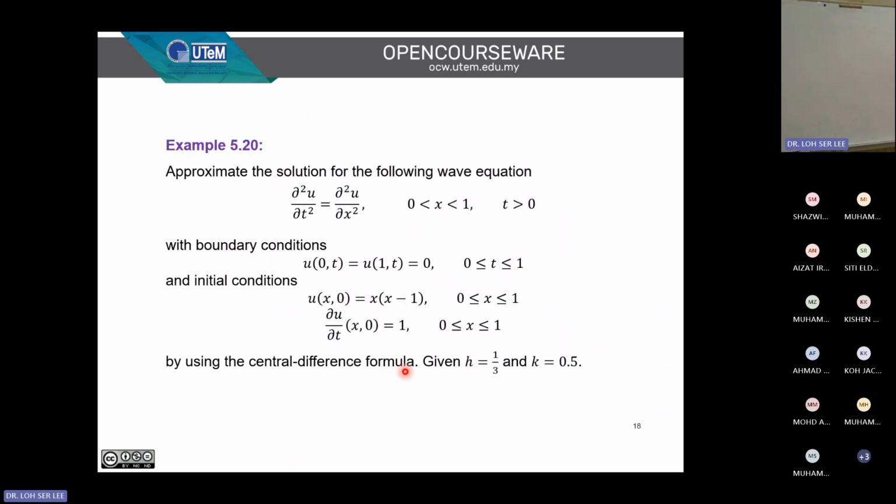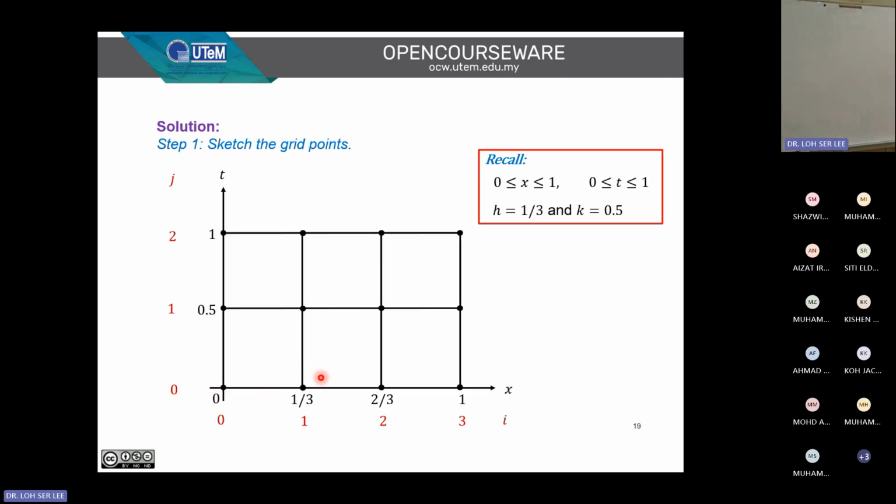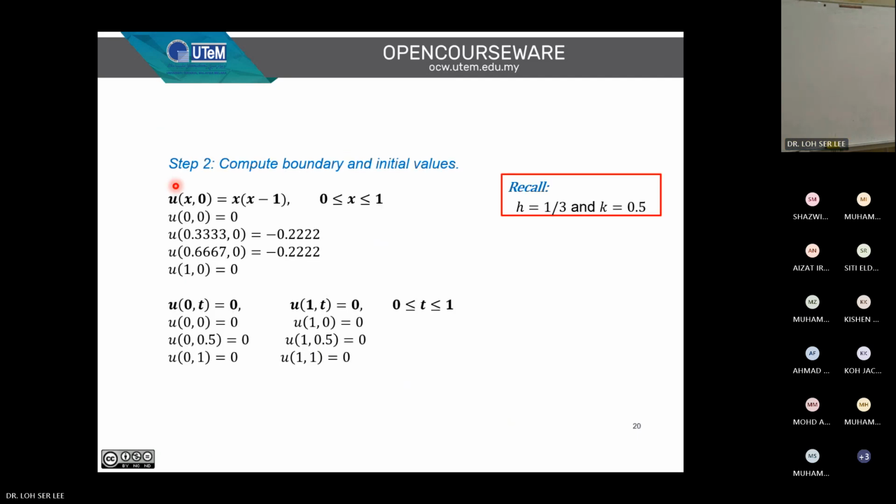Now we look at the second example. You are given this PDE, boundary conditions, initial conditions, and initial velocity. h is 1/3, k is 0.5. Both x and t are from 0 up to 1, so 0 up to 1 with a step size of 1/3. That's why you have 4 points for x now. And t from 0 up to 1 with a step size of 0.5, so you have 3 points for t. Then label your ij indexes, then find the boundary and initial values.